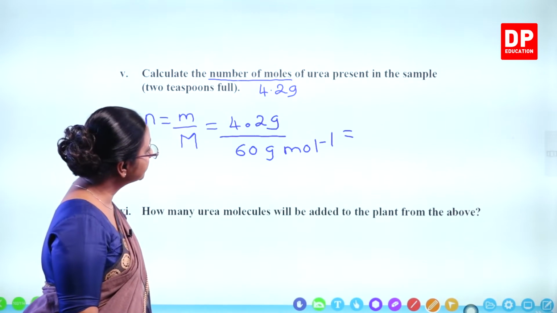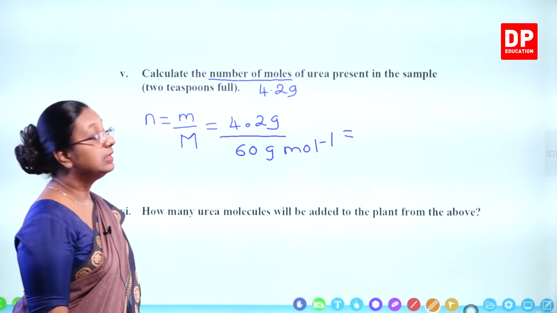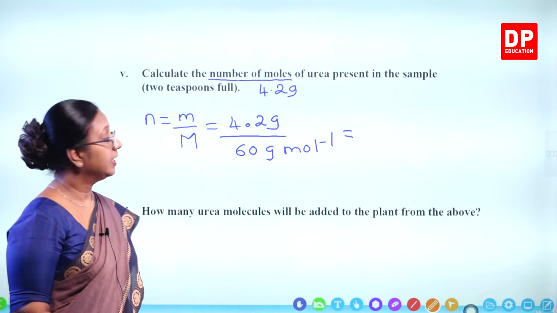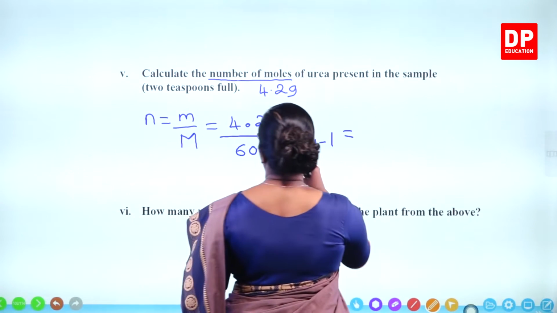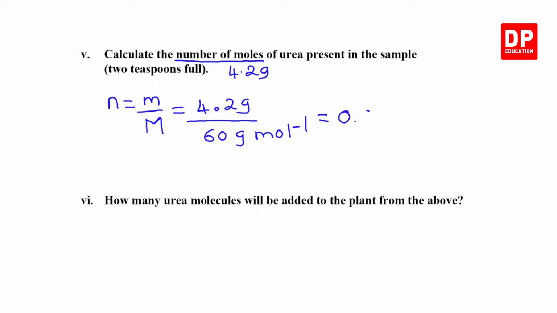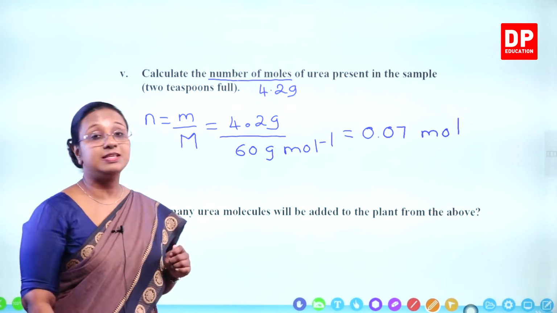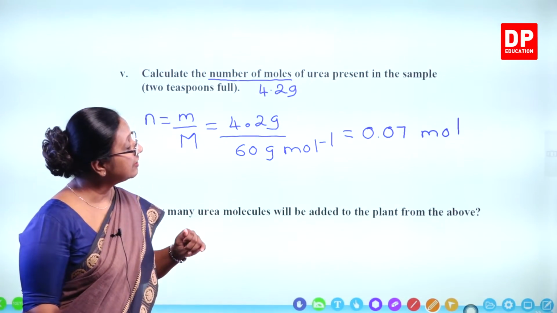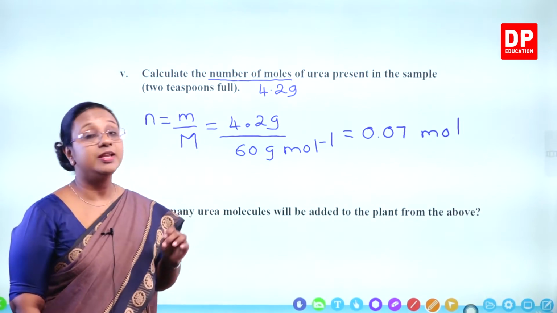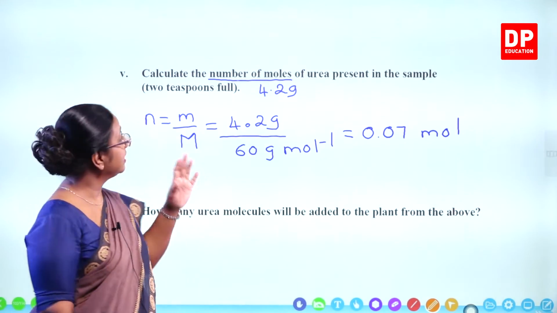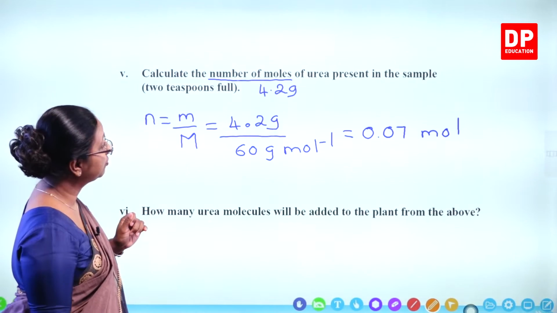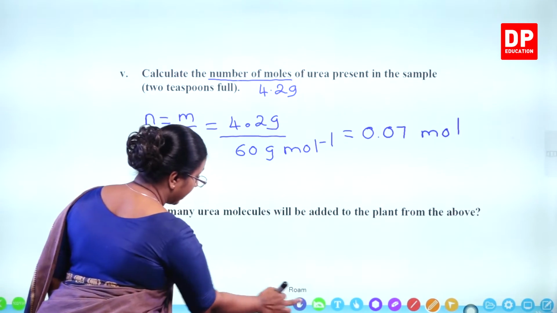So what is going to be the value? It is going to be 0.07 moles. When you divide 4.2 grams by 60 grams per mole, you get the value as 0.07 moles. That is the number of moles of urea present in the sample.